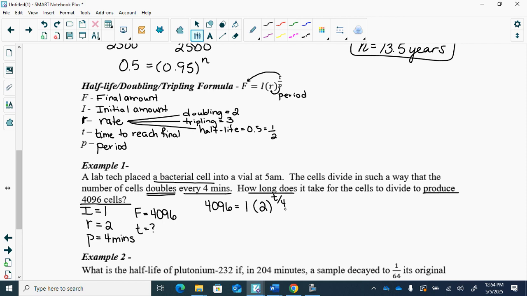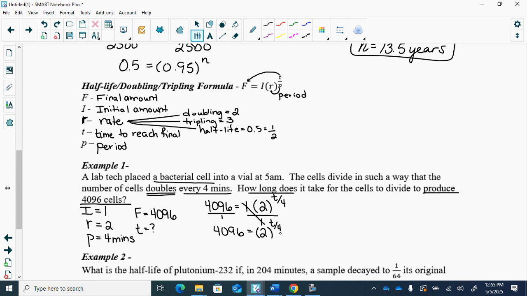Now my T is going to be in minutes because my P is in minutes, and they have to be the same units, correct? The first thing we do whenever we do a work problem is, if we know the final and we know the initial, we divide the initial over. So we're going to divide the 1 over. Doesn't do a whole heck of a lot. So 4,096 equals 2 to the T over 4.